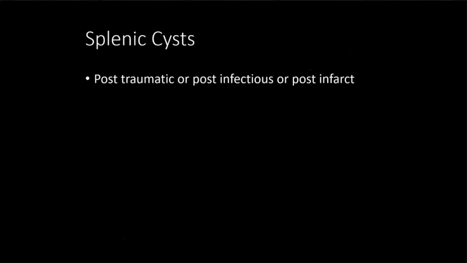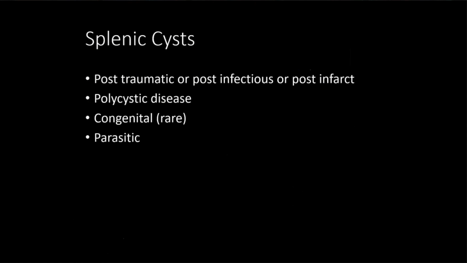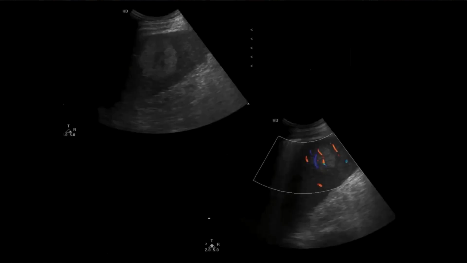You can also see post-traumatic or post-infectious or post-infarct cysts as the infarct deteriorates. It may actually look cystic. We talked about polycystic disease. Congenital is actually fairly rare in splenic cysts. You can also have parasitic, and then mimics of cysts. Again, vascular lesions. You can actually see an aneurysm there as well.